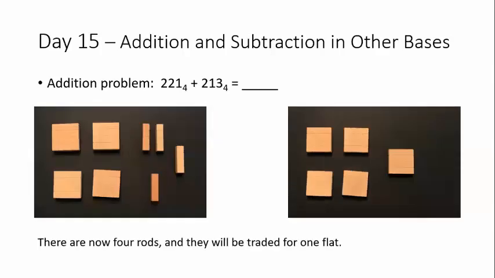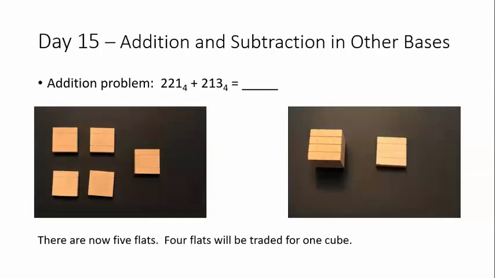Notice now that you have 4 rods after making the trade. The 4 rods will be traded up for a flat. In the picture on the right, you'll notice that I have replaced the 4 rods with a flat. There are now 5 flats. 4 of the flats will be traded up for a cube. In the picture on the right, you'll notice that I have traded the 4 flats for a cube.